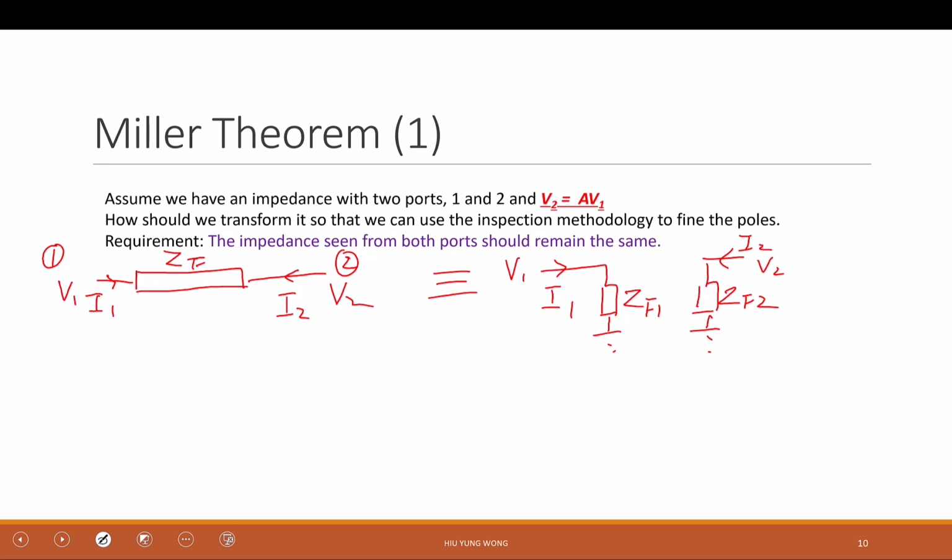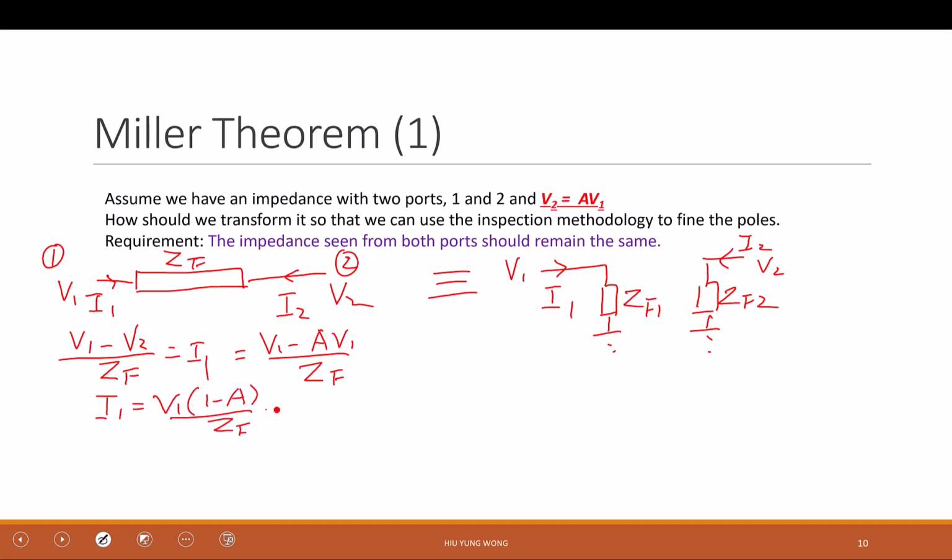So let's start by looking on the left. What is Ohm's law? V1 minus V2 divided by CF equals I1, correct? Ohm's law. That's it, okay? But I also know that V2 equals A times V1. Is this okay? So because of this, I can factorize it. I have I1 equals V1 times 1 minus A divided by CF. So V1 divided by I1 equals CF divided by 1 minus A.